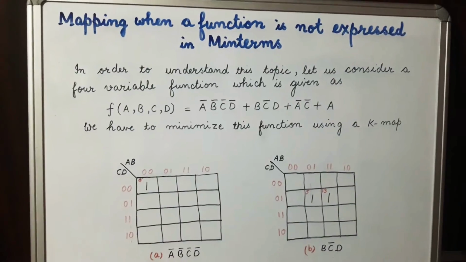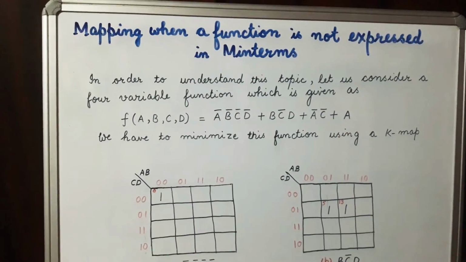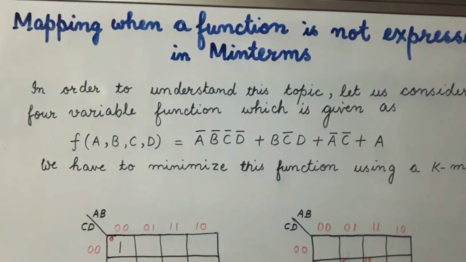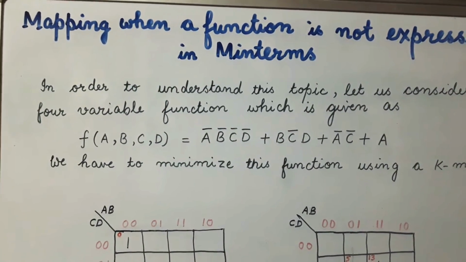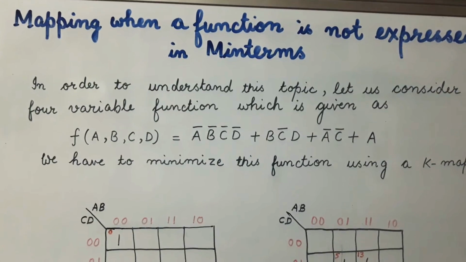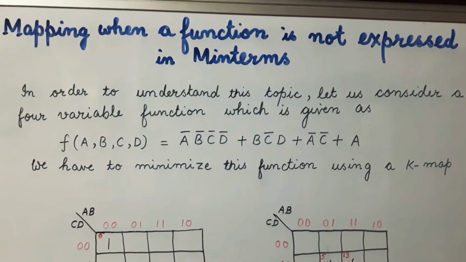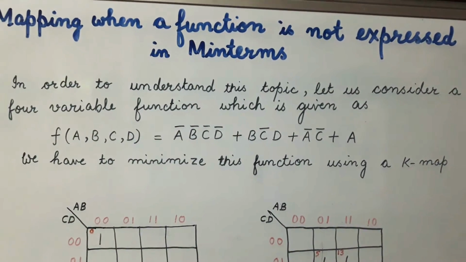Let us consider a 4-variable function which is given as f(a, b, c, d) = a bar b bar c bar d bar + b c bar d + a bar c bar + a. We have to minimize this function by using a k-map.